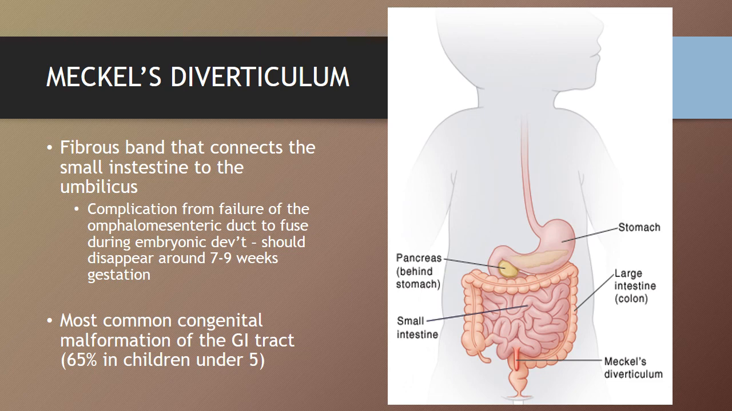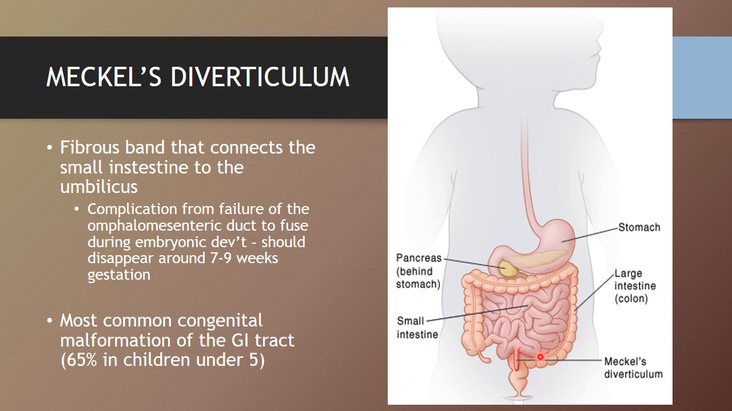Next, we have Meckel's diverticulum, and this diverticulum, see this little guy right here? It's the fibrous band that connects the small intestine to the umbilicus. All right, so typically it goes away, but this occurs when there's a failure of the omphalomesenteric duct to fuse during embryonic development. And this should disappear between 7 to 9 weeks of gestation. What it does in the fetus stage is connect the yolk sac to the midgut.